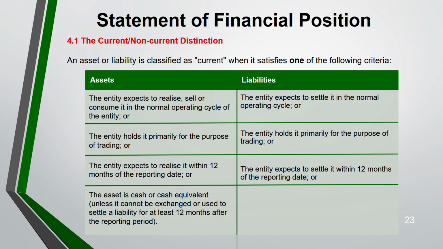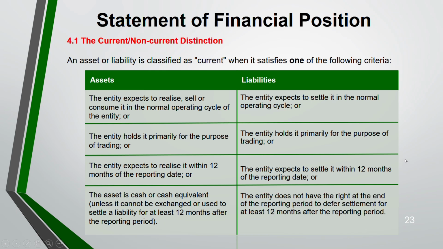And the asset is cash or cash equivalent, unless you cannot exchange or use it to settle a liability for at least 12 months after the reporting period. Same for liabilities: the entity does not have the right at the end of the reporting period to defer their settlement for at least 12 months after the reporting period. That means you have an obligation which you can't deny, you can't avoid. Okay. You can't defer. You have to pay, which means within 12 months you have to pay. You can't defer that payment after 12 months. So this condition is current. Same for assets also.